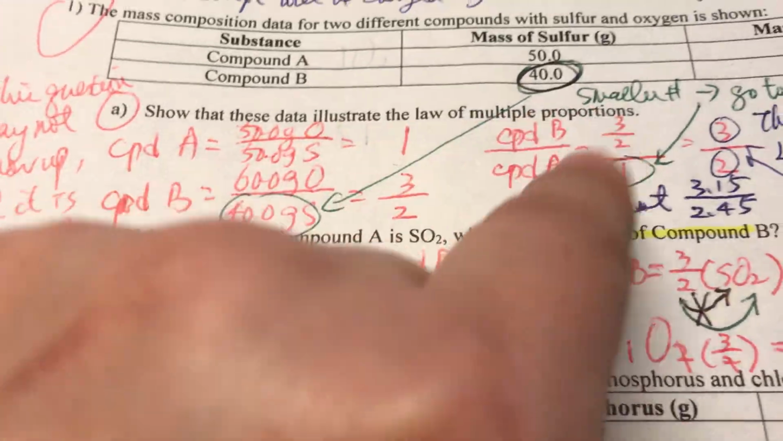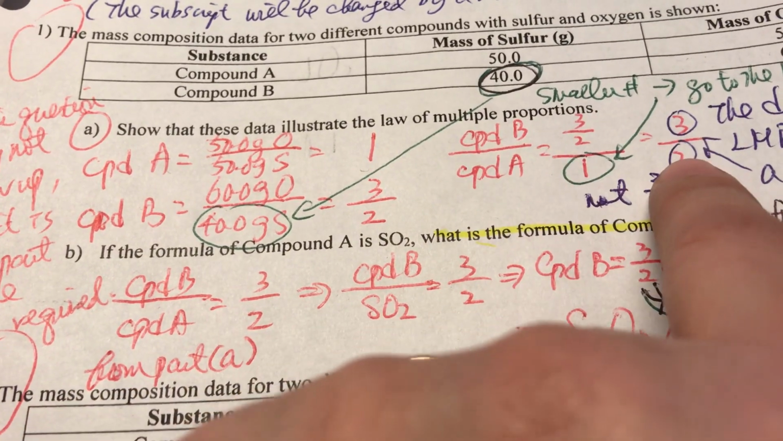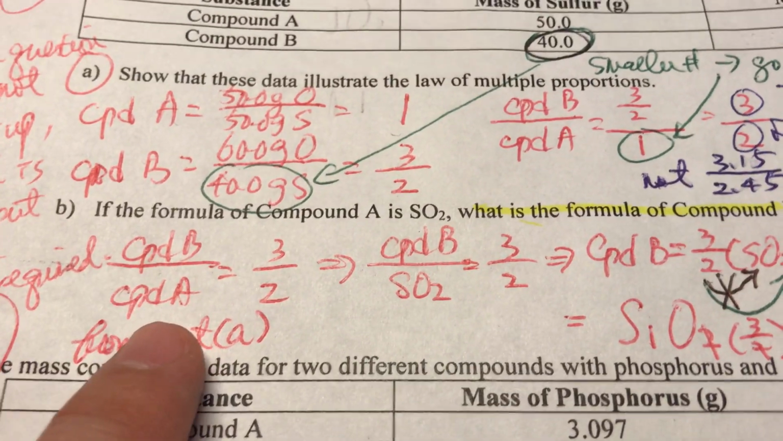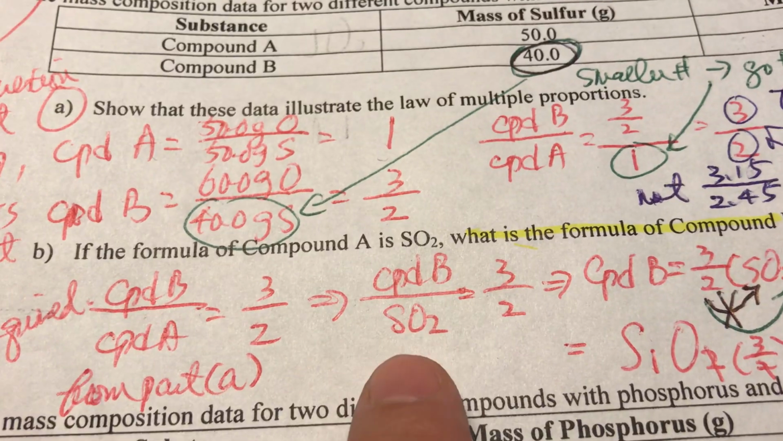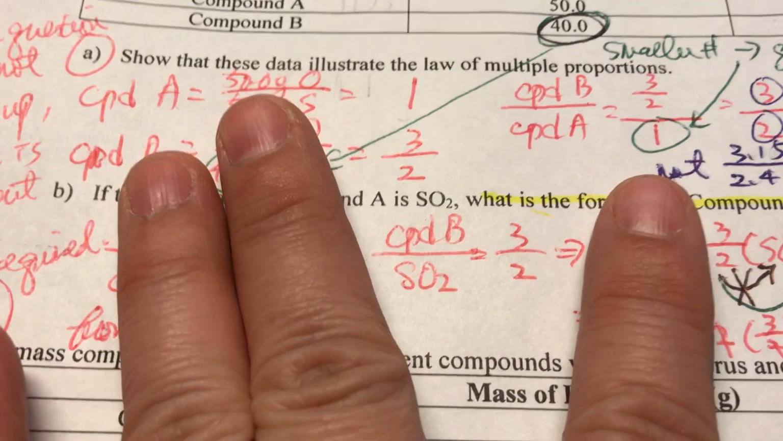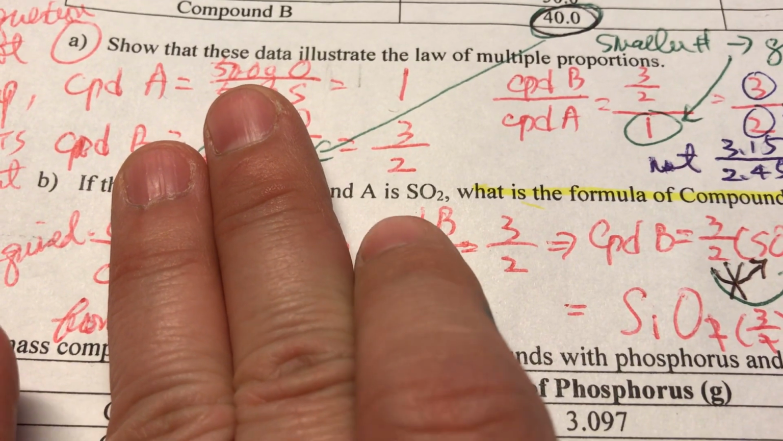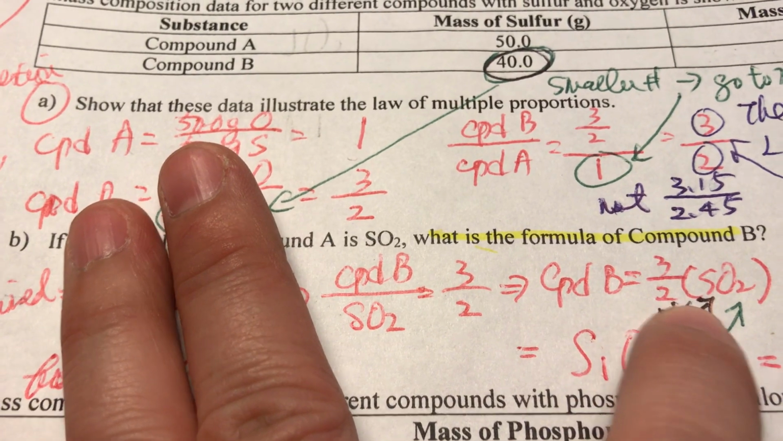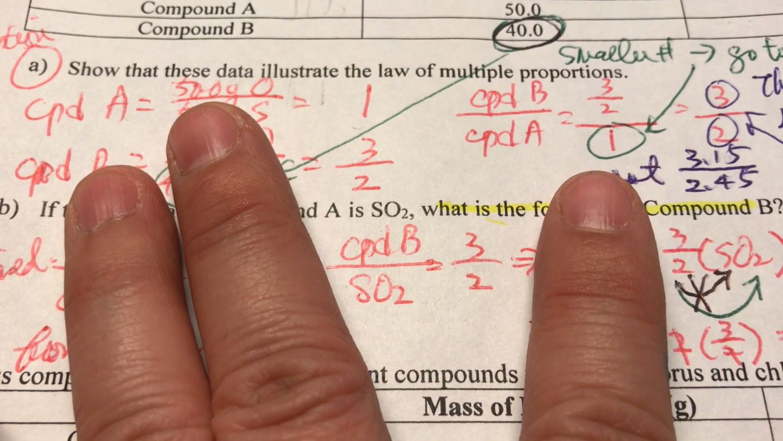From part B, we copy from A, compound B over compound A equals 3 over 2, back to here. And I substitute compound A with SO2 because my compound A is SO2. All right. Now you want to multiply by SO2 on both sides. So SO2 here will be canceled. And then I will get compound B equals 3/2 times SO2 by multiplying SO2 on both sides.